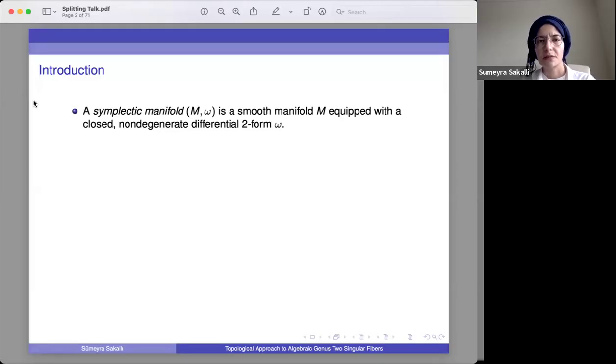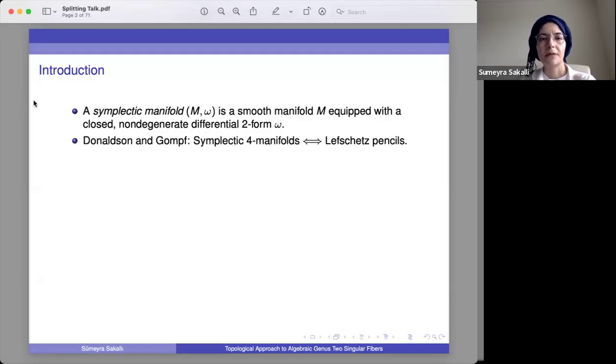And my research is mostly in dimension 4. I'm interested in 4-manifolds. And we have those big results by Donaldson and Gompf. They showed that there is basically a one-to-one correspondence between symplectic 4-manifolds and the Lefschetz pencils. And I will describe what these are. But basically, Lefschetz pencils are giving us a more concrete way of understanding and studying symplectic 4-manifolds.